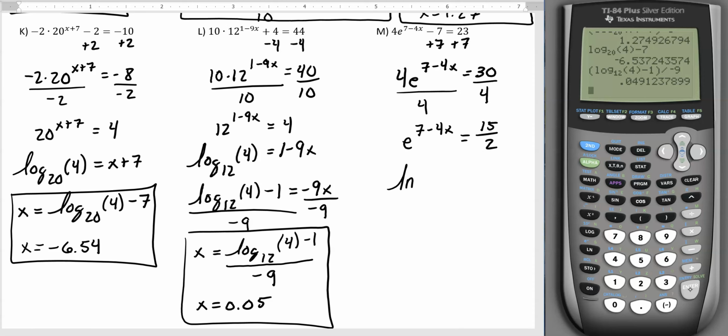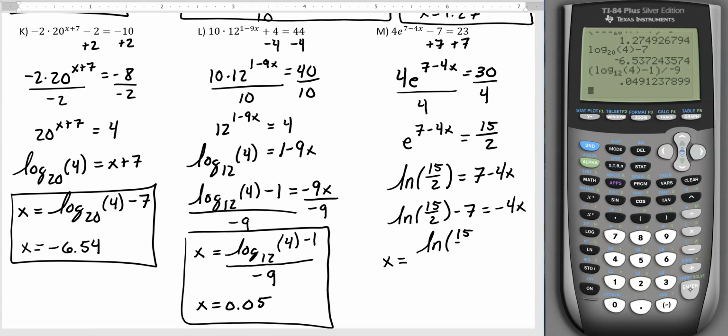So that means the natural log of 15 halves equals 7 minus 4x. So now to get x all by itself, subtract 7. So the natural log of 15 halves minus 7 equals negative 4x. And then divide by negative 4, so that means x will equal the natural log of 15 over 2 minus 7, all divided by negative 4.